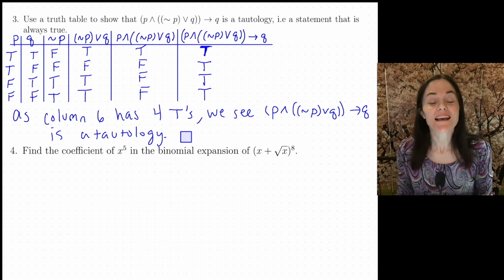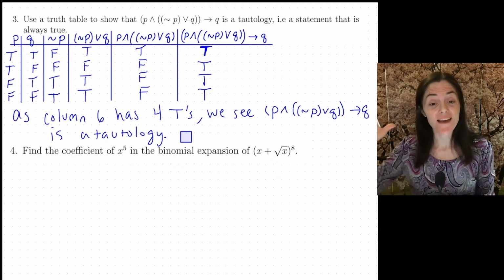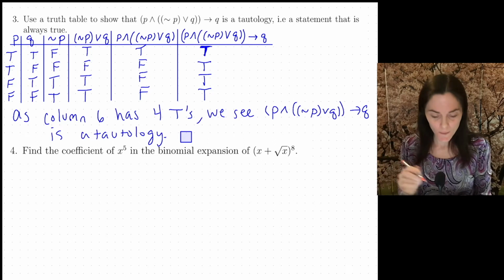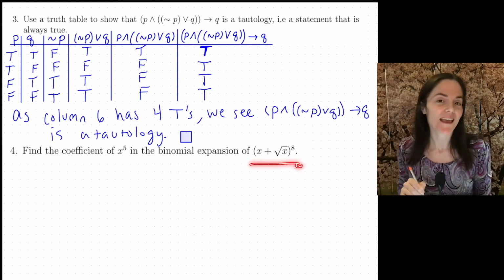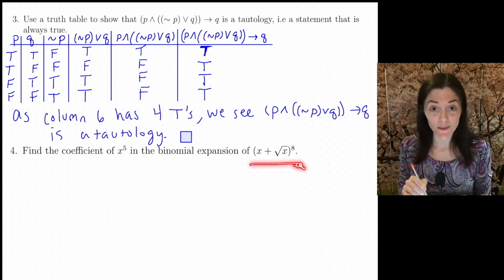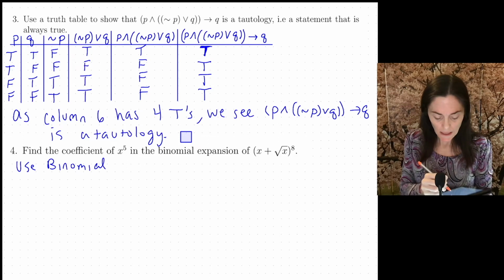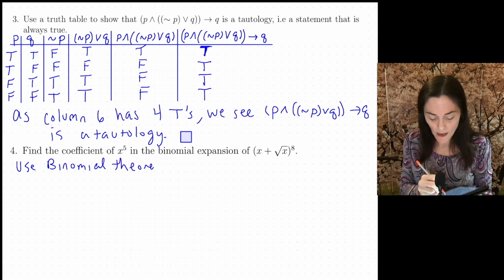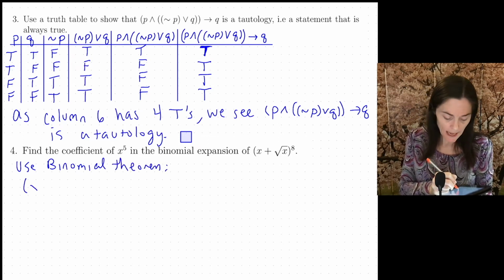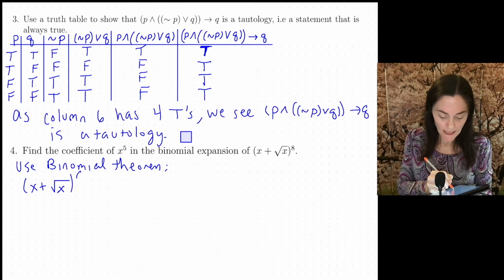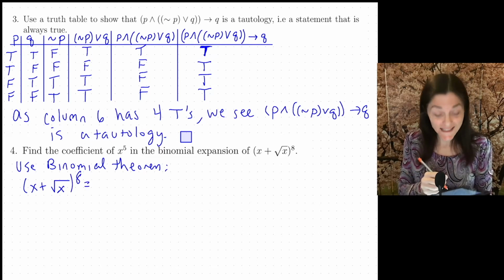Number 4, we want to find the coefficient of x to the 5th in the binomial expansion of this, x plus square root x to the 8th power. We will use the binomial theorem here. And the binomial theorem says the following. It says that x plus the square root of x to the 8th power, well, it's a sum.